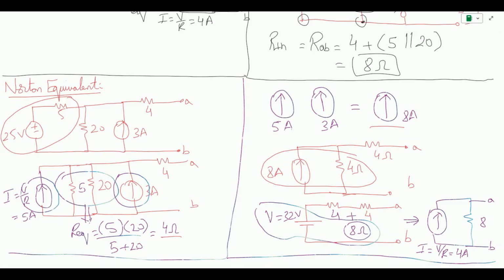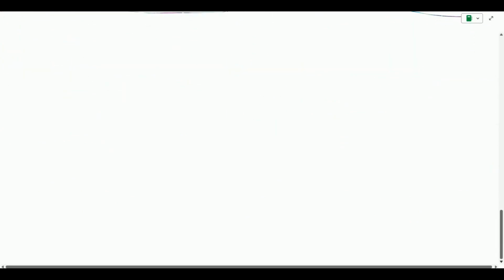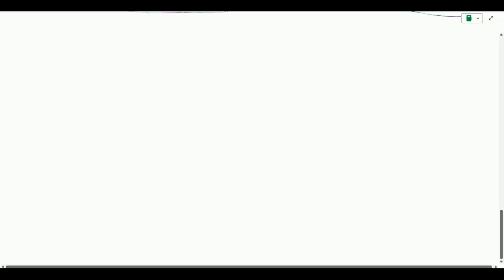Okay, so now let us come to another scenario of dependent sources. Till now we have talked about how to deal with independent sources and find their Norton and Thevenin equivalent. But what if we have a dependent source, and how are we going to solve that kind of circuit? So let us see how the dependent source is going to be.